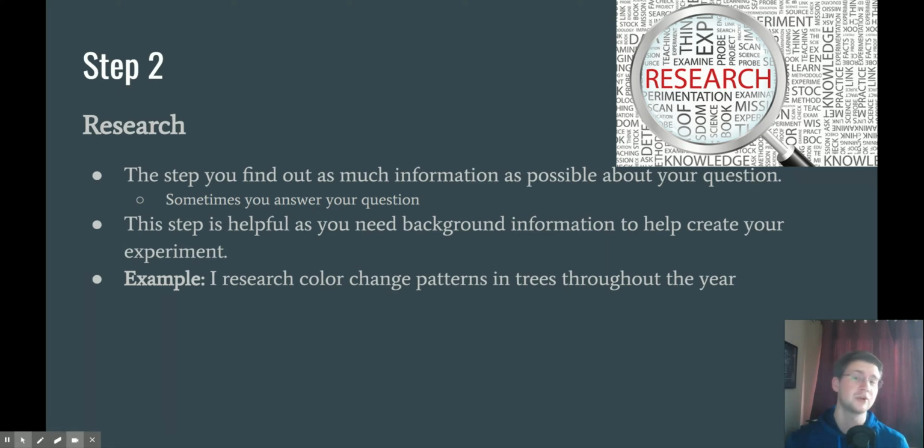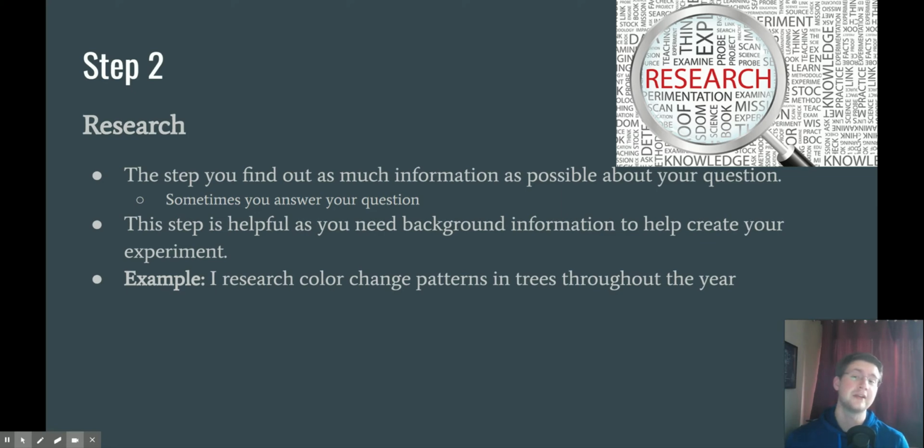Sometimes you answer your question in this step, and then maybe you're done. It doesn't go on to all the other steps. It kind of depends. Maybe you find that answer of why leaves are changing color, and that's good enough, and you can just stop there, right? This step is helpful as you need background information to help create your experiment, right?